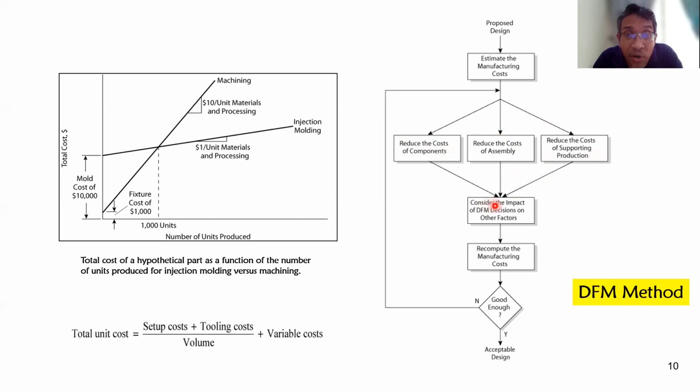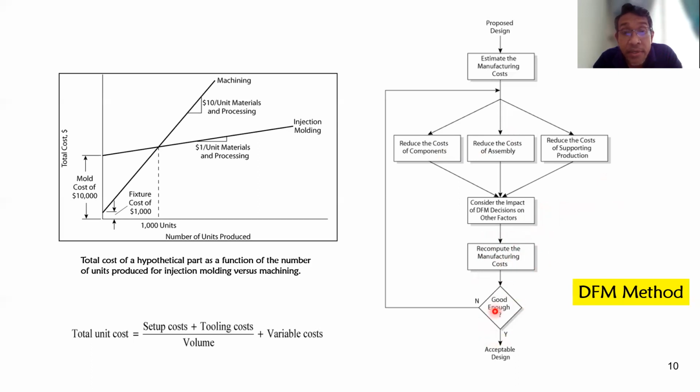After that, we consider the impact. After we get all this information, we can make a decision based on the impact we will face if we reduce this cost. Other factors will also be considered at this stage. And then we recompute. We calculate all the costs. After we reduce the cost, we get a new cost here. We can make a final decision by recomputing the manufacturing cost, and then we make a judgment.